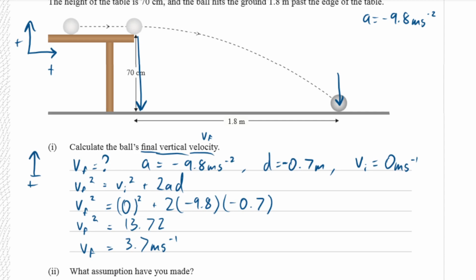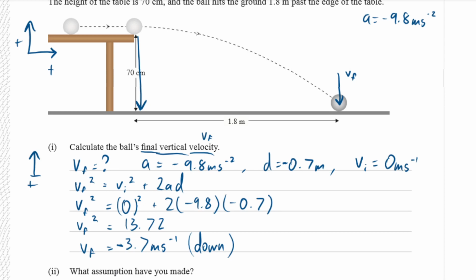Well, its final speed is definitely going to be down because it's been accelerated down. So we would either write 3.7 meters per second down, or we could put a negative out the front. And according to my coordinate system, negative 3.7 meters per second means 3.7 meters per second down. They are the same thing. So I'll just put my down in brackets. And your diagram doesn't hurt to just label that as well.